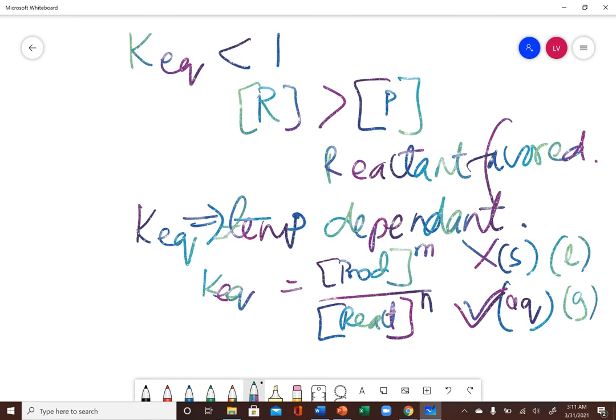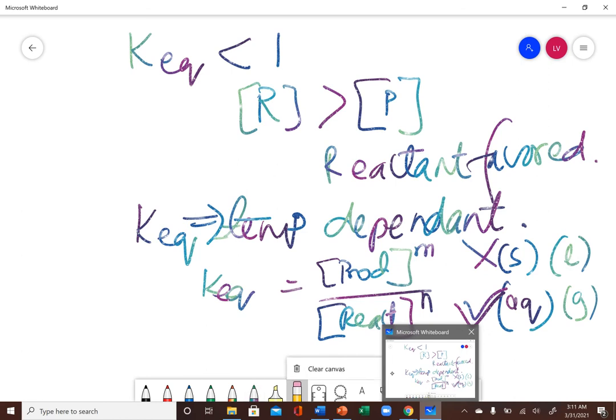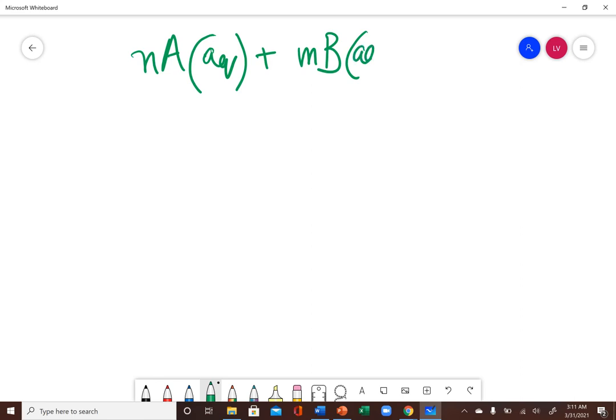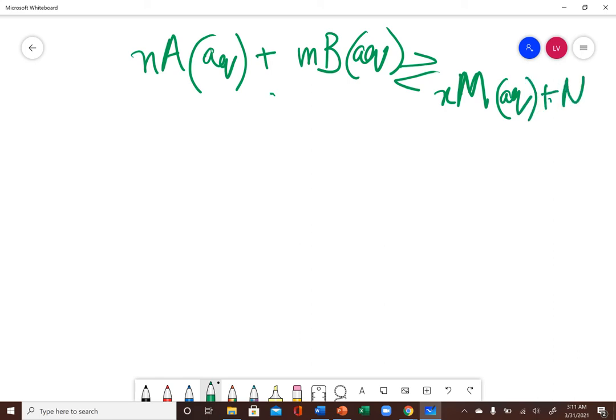All right. So, for example, if I have a hypothetical reaction, say A, an aqueous substance, plus B, also an aqueous substance, and I have a reversible reaction set up for products M, say X, and say this is an aqueous substance, plus N, and this one is, say, a solid.